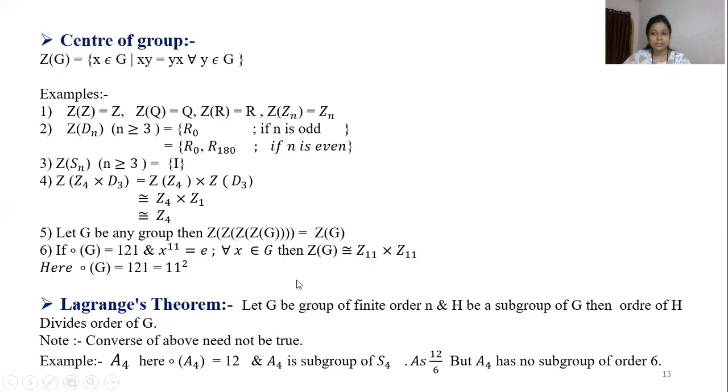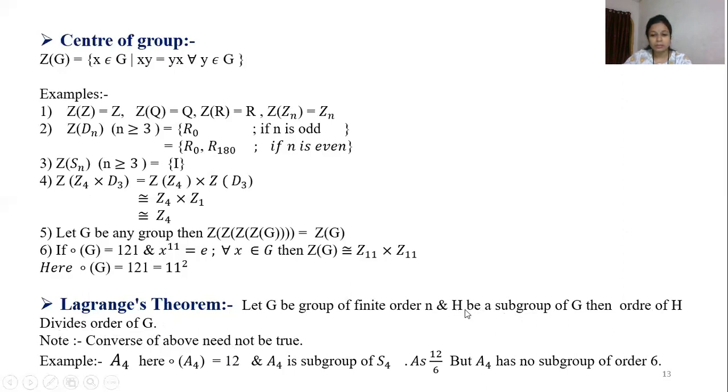Next is Lagrange's theorem. What is Lagrange's theorem? Suppose we have a group G whose order is finite, say n, and H is any subgroup of G. Then Lagrange's theorem tells us that the order of the subgroup divides the order of the group. That is, order of H divides order of G. If G is any finite group, then the order of a subgroup divides the order of the group. The converse of Lagrange's theorem need not be true.